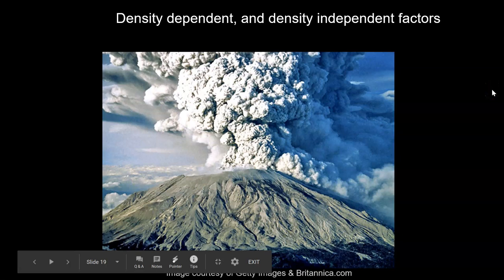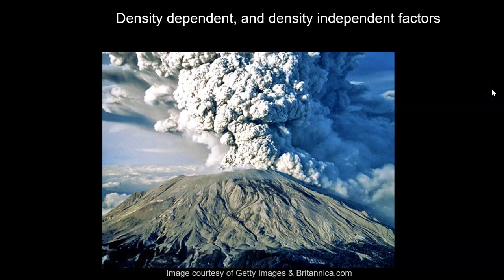Right, in this lecture, we're going to be looking at density dependent and density independent factors that lead to limits to population growth. Let's go ahead and start with our density dependent factors.